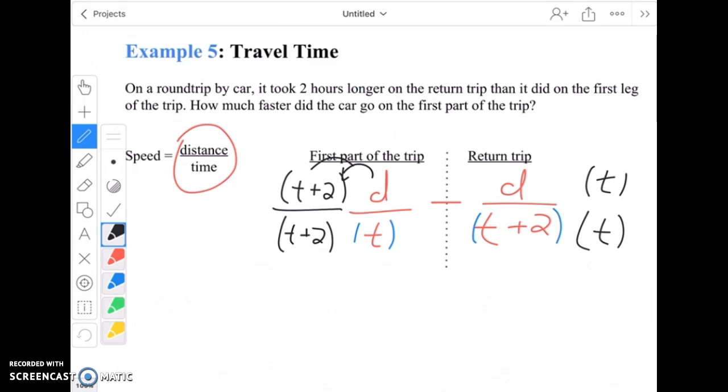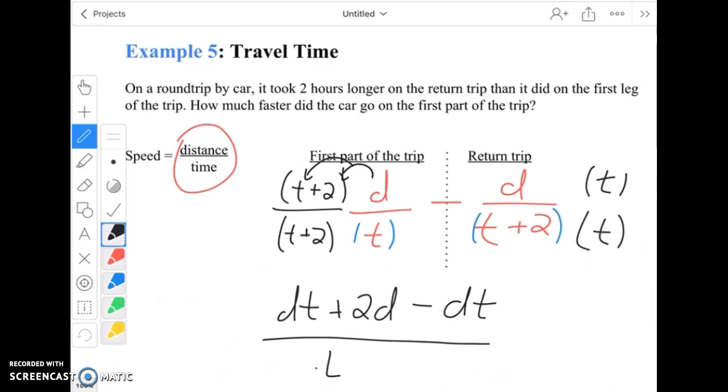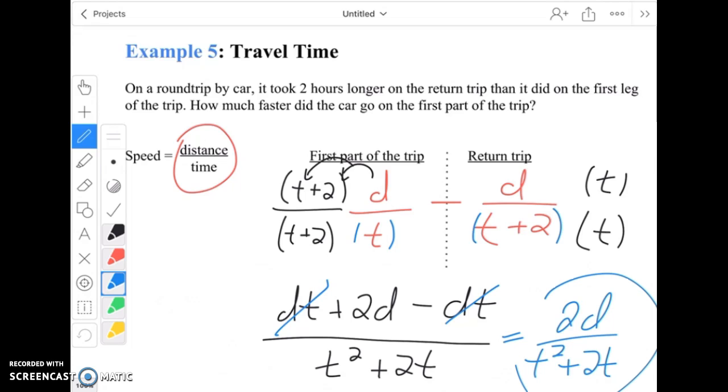So we would distribute. We have a dt plus 2d minus a dt all over t squared plus 2t if I distributed those denominators and combined them. Those two things would cancel out because we have a positive and a negative. So 2d over t squared plus 2t would be the speed, or how much faster it took for the trip on the way there.